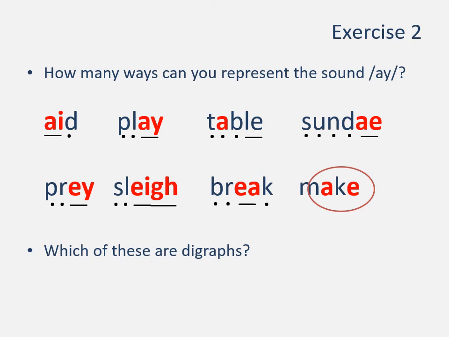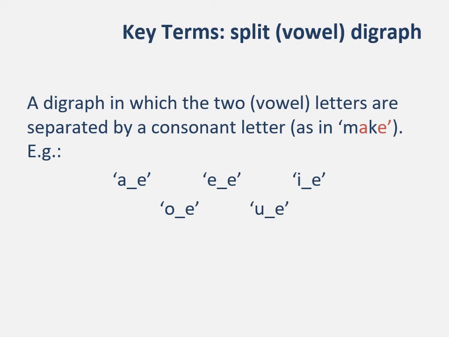But what about this example here? It is two letters, but they're separated, or we could say they're split. So a split digraph or a split vowel digraph is a digraph where the two vowel letters are separated by a consonant letter. So we have got make, you have got the A, and then a consonant letter K, and then the vowel letter E following. And that turns the A sound into an A sound, so you go from short vowel to long vowel.